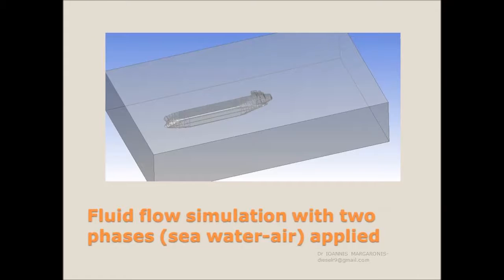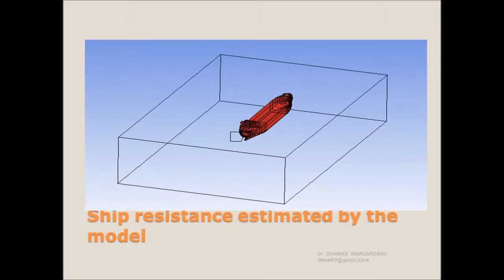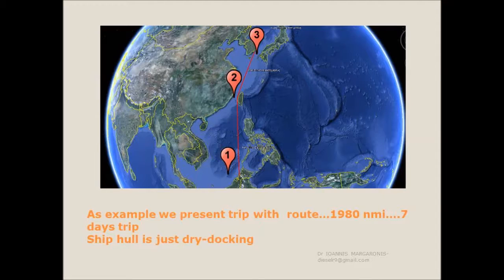The model has been adapted to the official sea trial results. Fluid flow simulation with two phases, seawater and air, is applied. A calculation grid is created around the ship. Ship resistance is estimated by the model. As an example, we present a trip with a route of 1980 nautical miles, a 7-day trip.